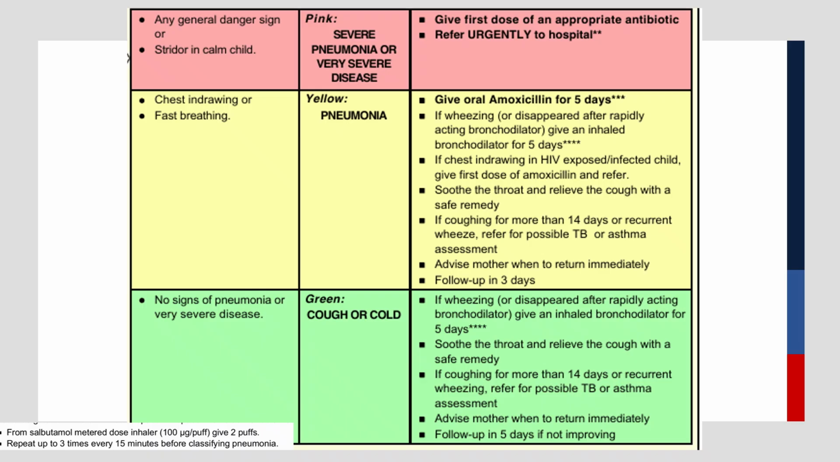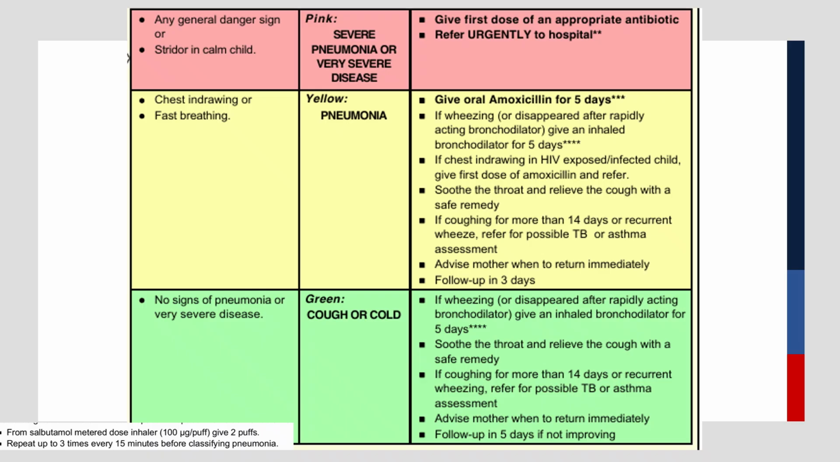And then just remember, if the child is having cough for more than 14 days or there is recurrent wheeze, you have to reassess this child because this child could have TB or asthma. You have to assess them for these conditions. Always when you are sending a child home, you have to counsel the mother. You have to tell them about the danger signs. If the mother sees any of the danger signs, you have to counsel the mother nicely that she has to immediately return.